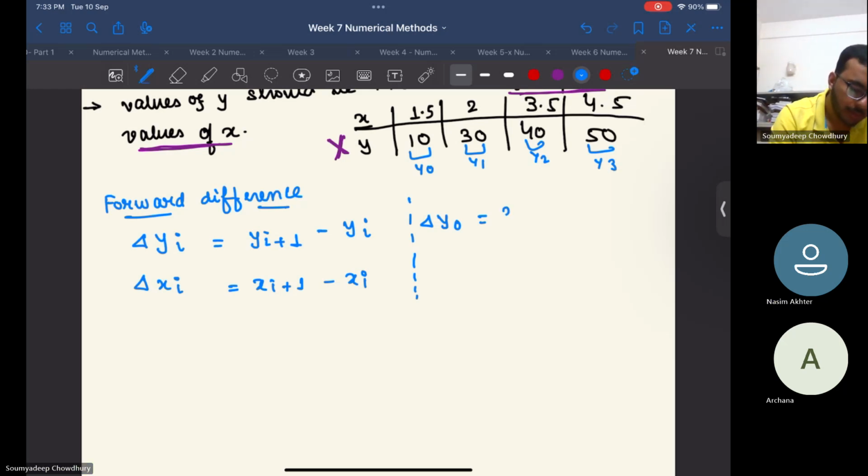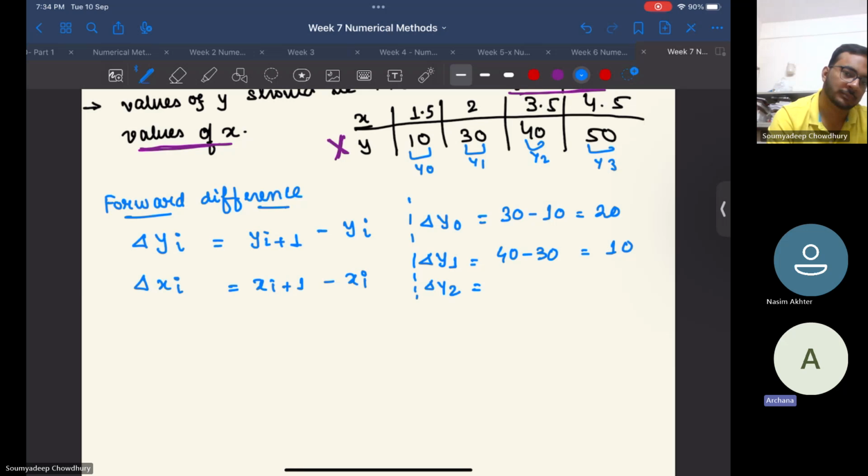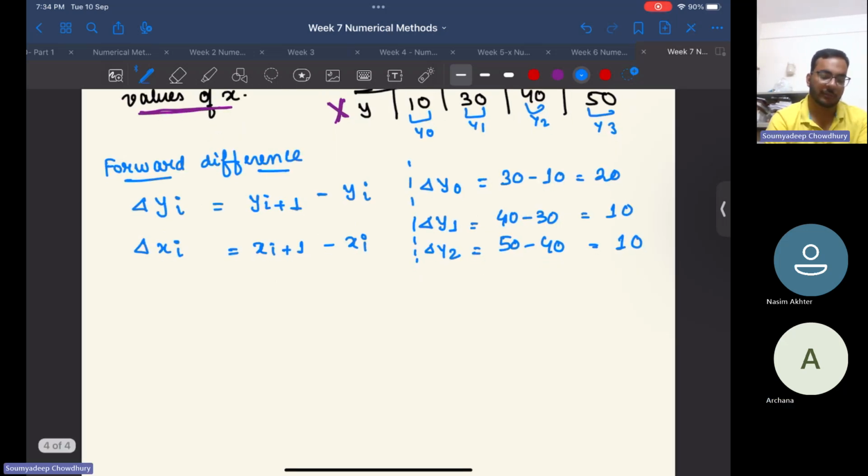Yes. Delta y1. Archana, can you tell me what is delta y1? Sir, that is 40 minus 30, 10. Yes. So like this, delta y2 is 50 minus 40, 10. Yes, correct. So like this, we find the difference.